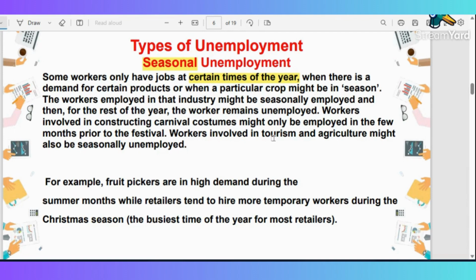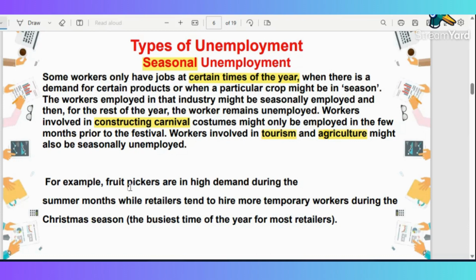Also, workers involved in tourism and agriculture might be seasonally employed, which is true because we don't harvest and reap the crops right through the year. The crops grow, and at a certain season we reap and we sell them, right? Some crops only grow during the summer season or during the winter season, depending on the weather and the climate. So those workers who pick those products off the trees and from the plants and reap them are only needed at a certain time.